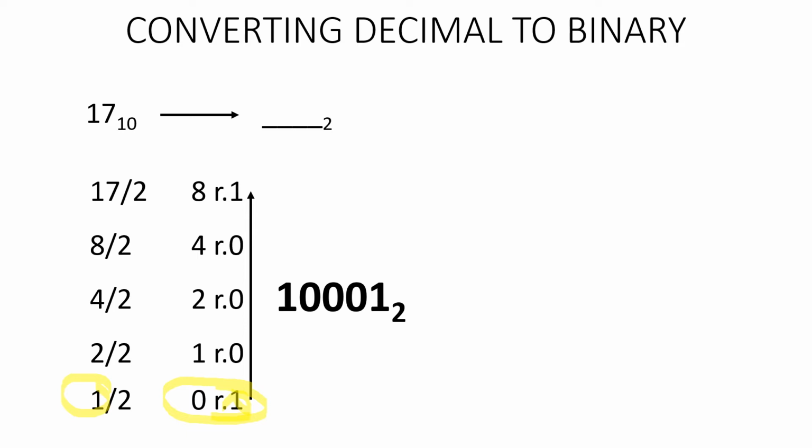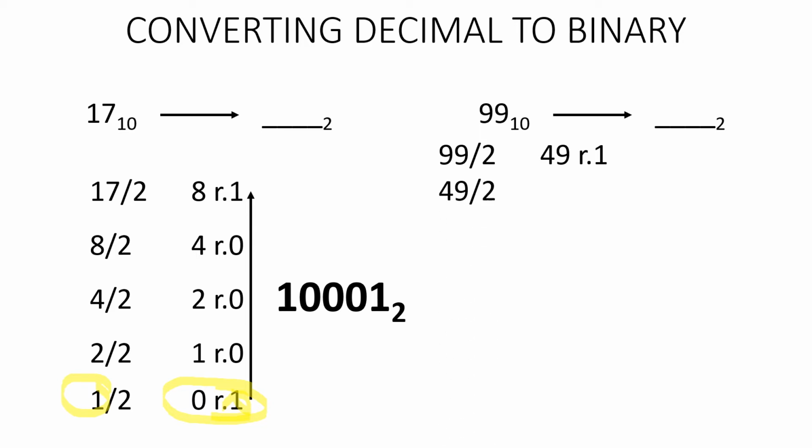Another example that I can give you is this. Let's say you have 99 base 10, a decimal number, going to a binary number. So we have 99 divided by 2. The answer is 49, remainder 1. Moving forward, 49 divided by 2. The answer is 24, remainder 1 again.